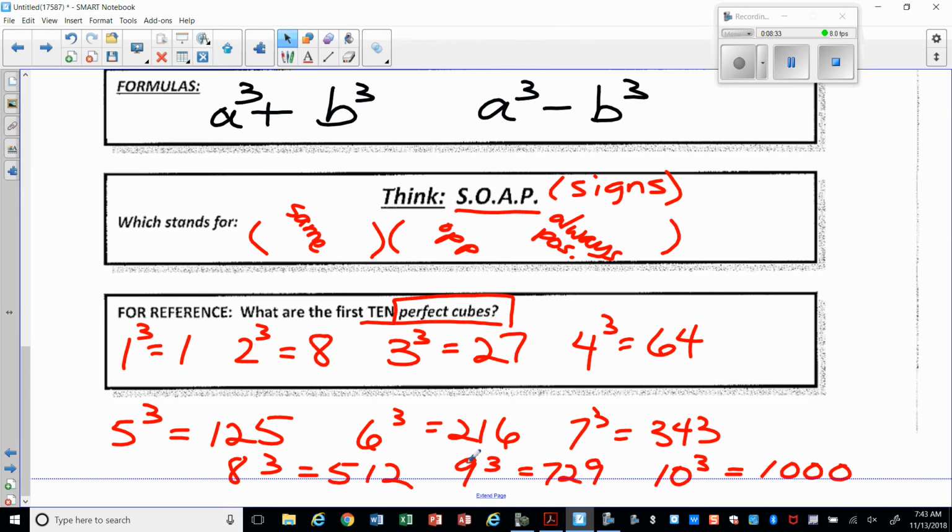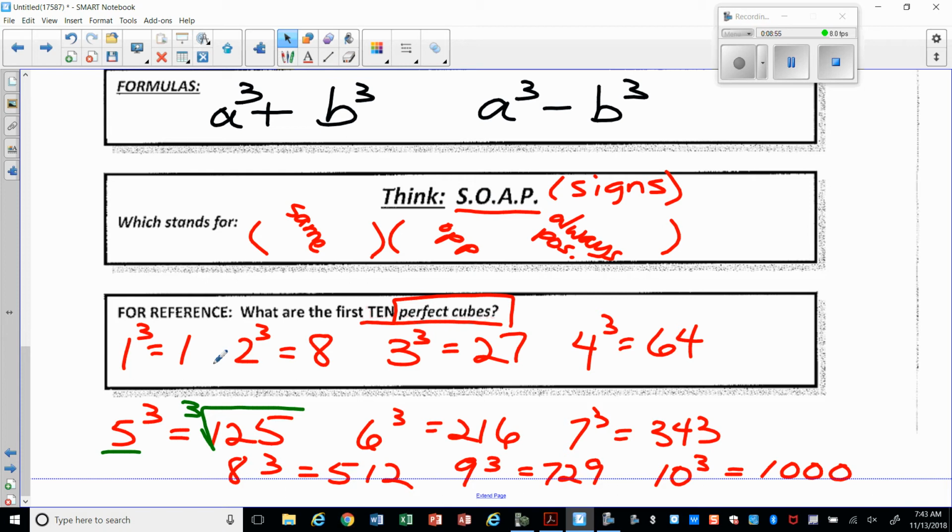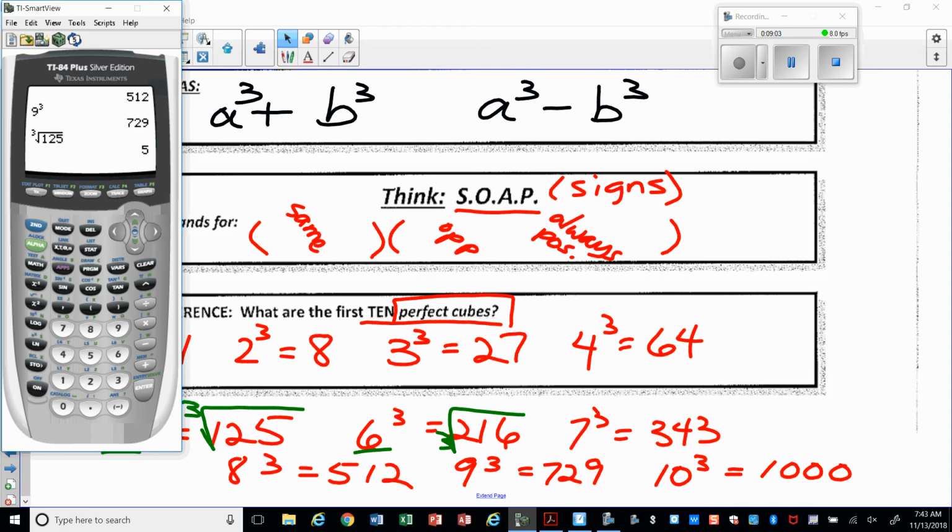What that means also is if I took the cube root of 125, that would be 5. To do that on your calculator, you do math 4, that's the cube root, and then I'll put in 125 and hit enter, and that gives me a 5. If I take the cube root of 216, that would be a 6. On your calculator, you do math 4, you get that little cube root, and then you do 216, and that gives you a 6.